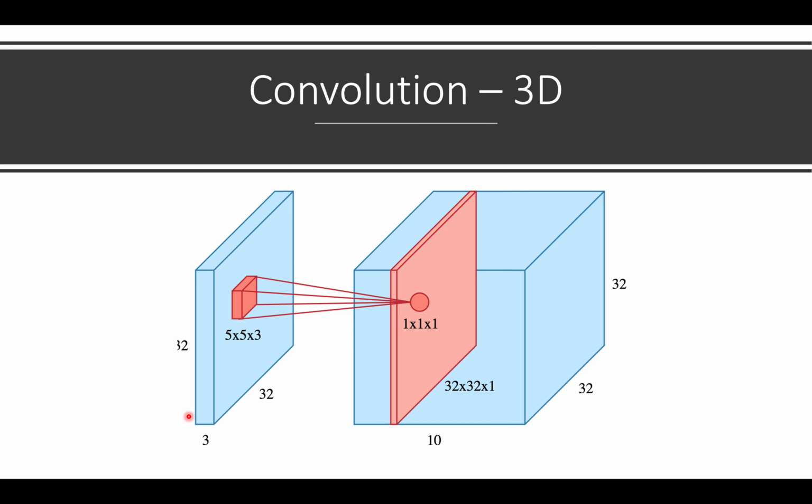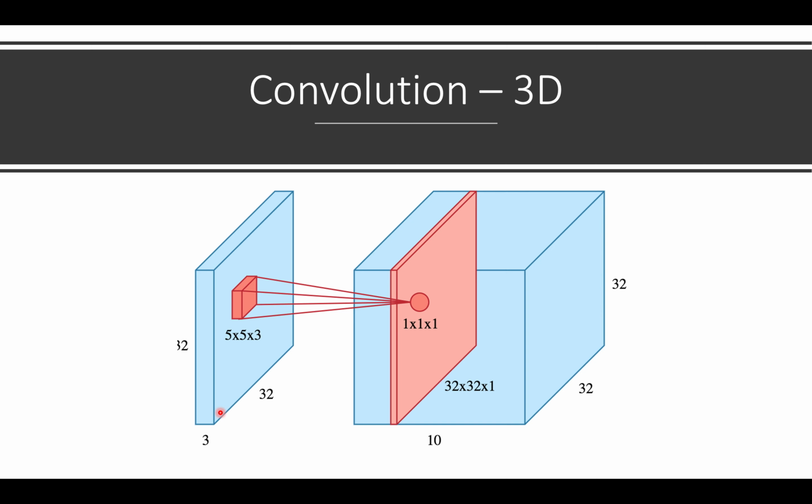So let's have a look at the example. Let's say we have a 32 by 32 by 3. This is 32 here. This is basically our image. And we want to use a filter 5 by 5 by 3. Note that the depth of the filter and the image should match each other, so both of them are 3.